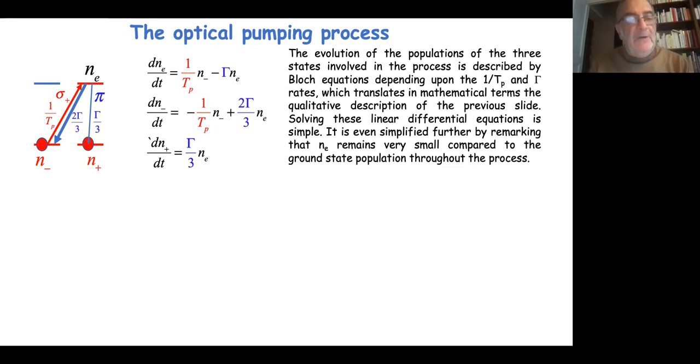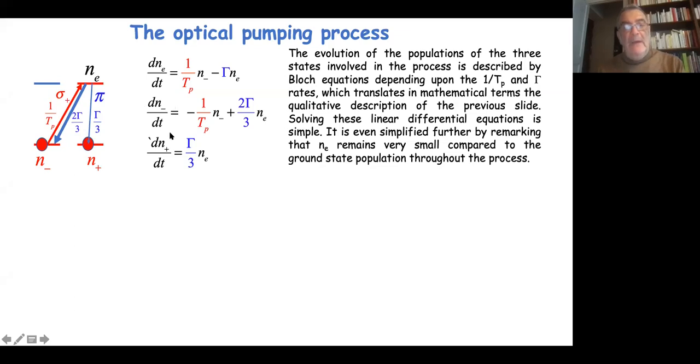You have three populations which are coupled together: n minus and n plus, which are the populations of the m = -1/2 and m = +1/2 states in the ground state, and NE, which is the population in the excited state. And the Bloch equations, which describe the dynamical coupling of these levels, are quite simple. For instance, the derivative of NE, the rate at which the excited state is populated, is proportional to the pumping rate, 1/Tp, times the population in n minus. This describes this process. And then you have a negative term, which describes the decay with rate gamma from the excited state down to the ground state.